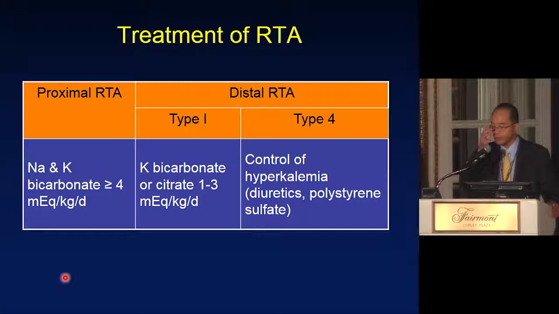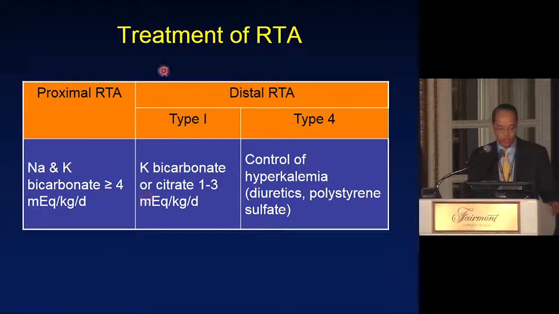Okay, in terms of treatment for renal tubular acidosis, I'll start with type 4. So in patients with type 4 RTA, they usually do not have a very severe acidosis. Their major problem is actually hyperkalemia. And so the treatment of type 4 is to treat the hyperkalemia.